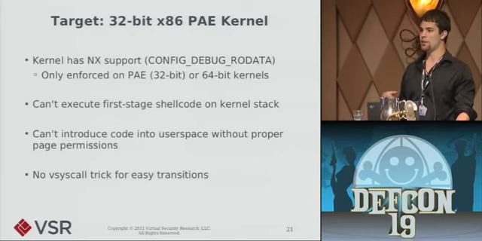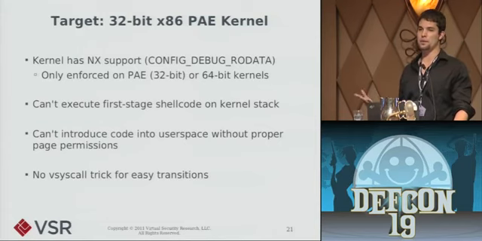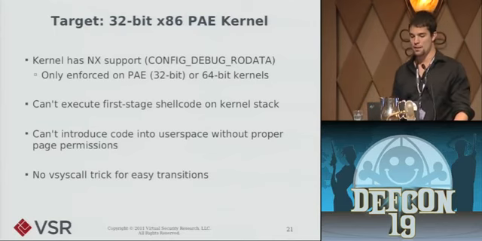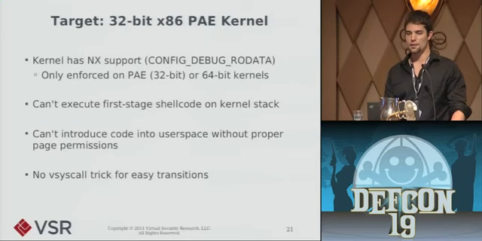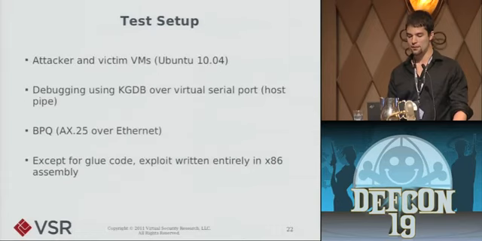These kernels have userland NX protection as well. So if we're going to somehow introduce code into a user process, we also need to do so in a way that honors page permissions. We can't execute code on a userland stack without modifying its permissions. And then finally, because we're on a 32-bit machine, we can't leverage Sgrakkyu's trick that was specific to AMD64 to make that transition from interrupt context to userland.